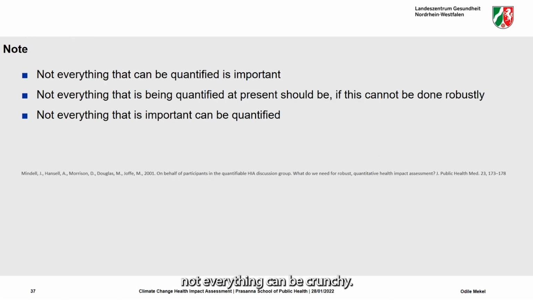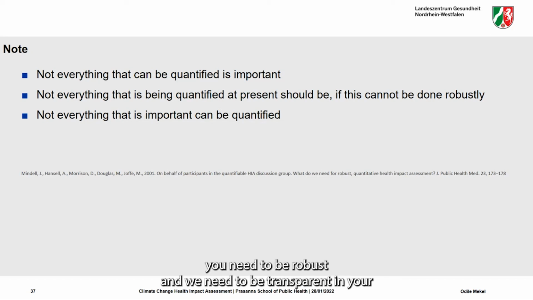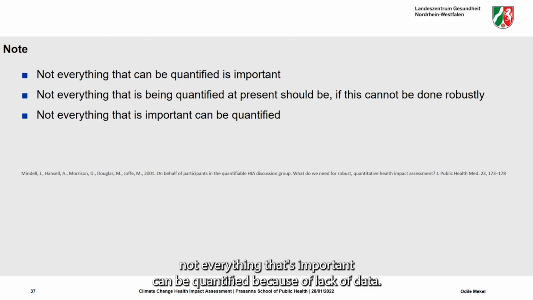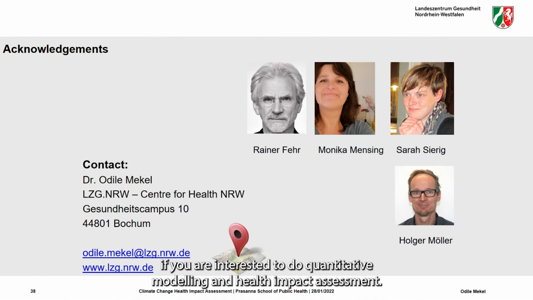So, last slide. Not everything can be quantified that is important, and not everything that was quantified in 2001 was done robustly. So you need to be robust and you need to be transparent in your modeling, and not everything that's important can be quantified, because of lack of data. Thank you very much. I hope I could give you a bit of a flavor of what things are important if you are interested in doing quantitative modeling in health impact assessment.